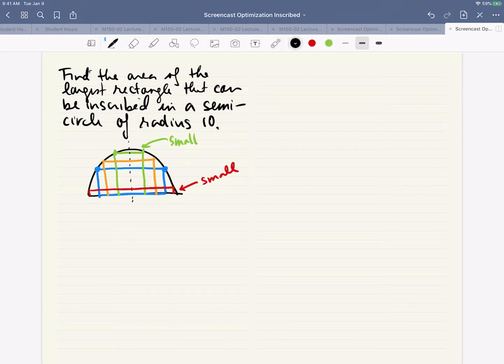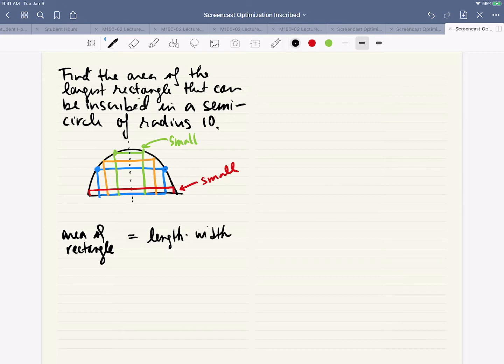So this is an optimization problem because you see this superlative, largest. And what is it that we're optimizing? Well, we want to find the area of the largest rectangle. So the function we're optimizing is an area function, the area of some rectangle. And we know the area of a rectangle is its length times its width.